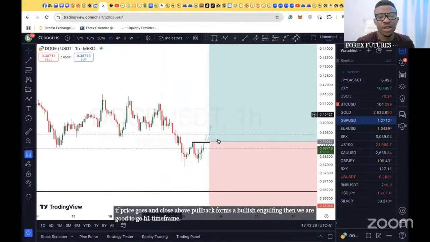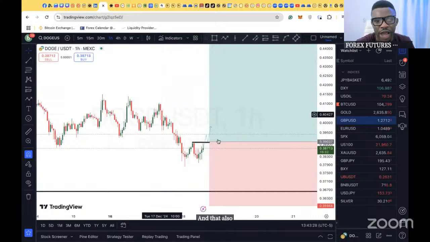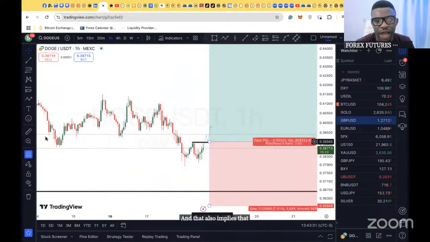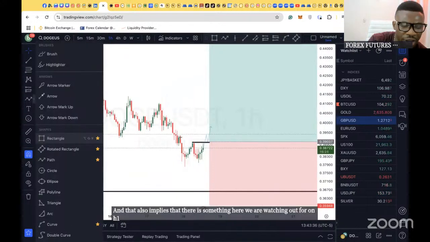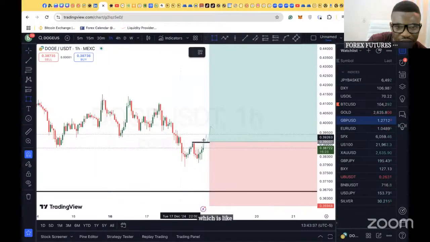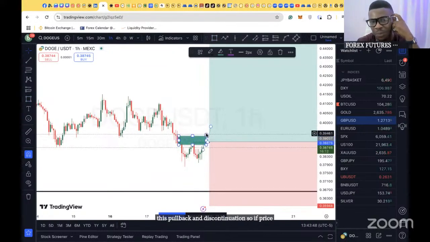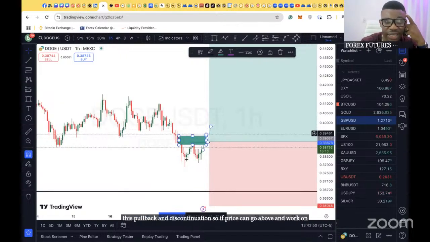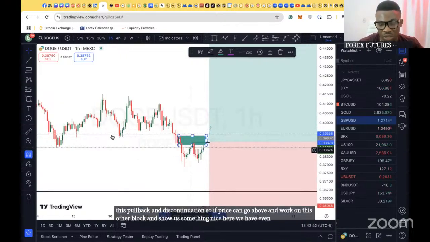frame. And that also implies that there is something here we are watching out for on H1, which is an order block. This particular guy is telling us it's responsible for this damage, this pullback, and this continuation. So if price can go above and work on this order block and show us something nice here, we have even a W pattern here with a reversal sign.